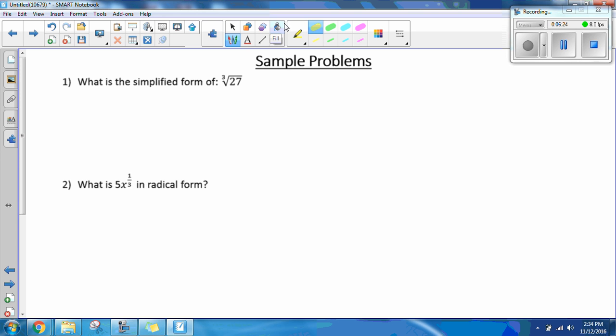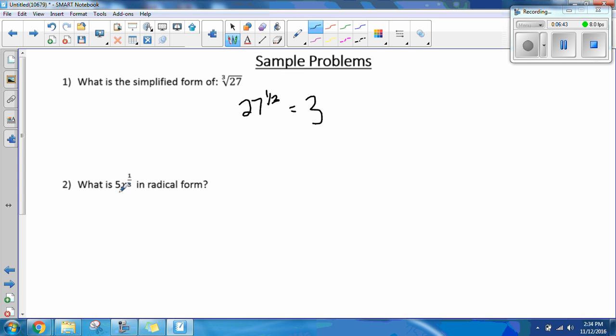Let's simplify the cube root of 27. The cube root of 27 basically is the same thing as 27 to the 1/3 power. So we need to think what number multiplied by itself three times will give us 27, and that will equal 3.